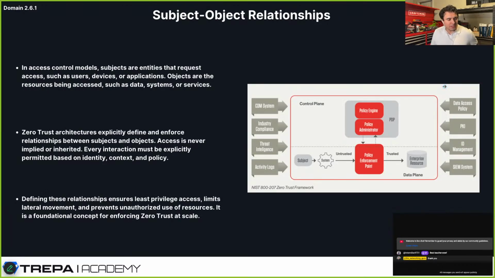Okay, subject-object relationships. I already touched on this, but essentially any user, device, or service account that has to be authenticated and authorized to access some sort of object on the network, whether that be a shared drive, a database, a single file on a computer, that's a subject-to-object relationship. And with that subject-to-object, the subject should always be untrusted, never trust, always verify, and should always have to pass through some sort of policy enforcement point before accessing that object, even if it was already trusted prior. So we need to define these relationships and enforce the principle of least privilege and make sure we're passing through some sort of policy enforcement point as a subject.